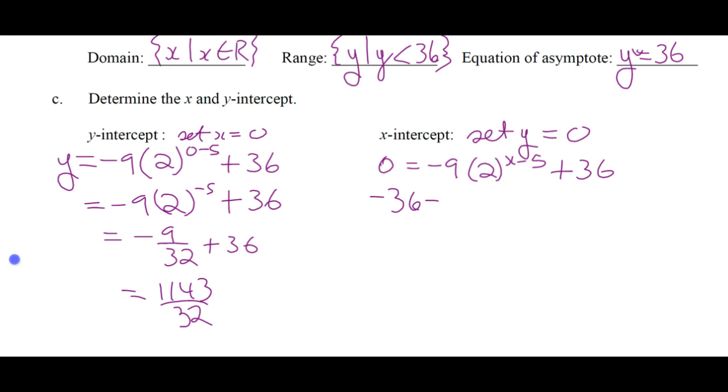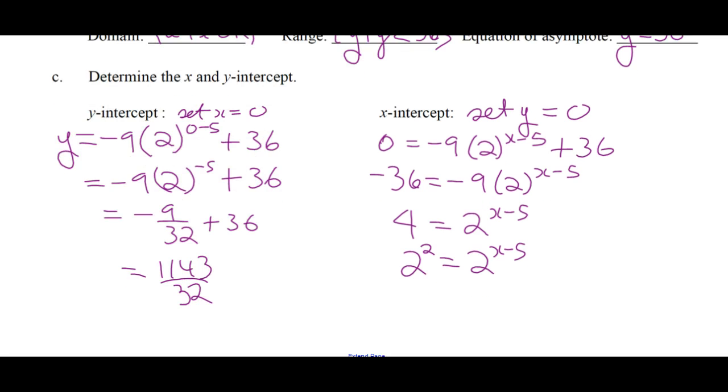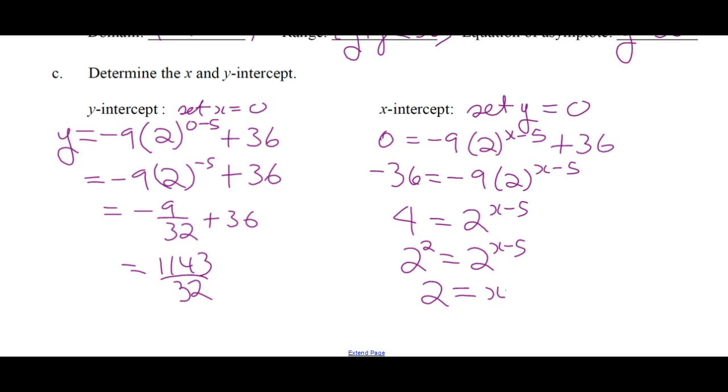So negative 36. Okay, what do we do? So we've done that, now what? Divide by -9, right? You're going to see this a lot coming up in the next number of days. We got this stuff, like get rid of it. Simplify stuff before you start doing things. See, because now this is easy to solve, right? Because 4 is 2 squared. And that's 2 to the x minus 5. So 2 is equal to x minus 5. So x is 3, right?